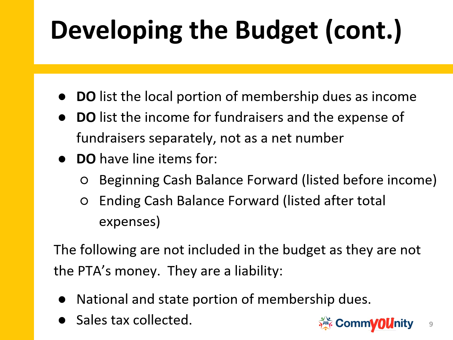Only the local portion of membership dues is listed as income. List the income and expenses of any fundraiser separately, not as a net number. List the beginning balance before the income items and the balance to carry forward after the expense items on your budget. The national and Texas portion of membership dues and any sales tax collected are not PTA money and therefore are not included in the budget. These items are recorded as a liability in the PTA's records. This can also be called an escrow account in some financial tracking systems.